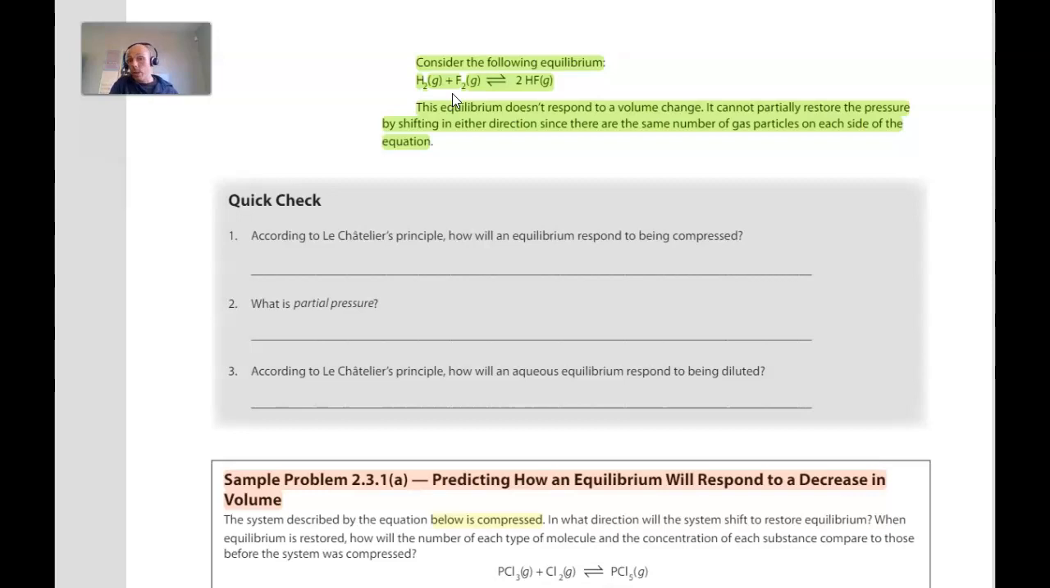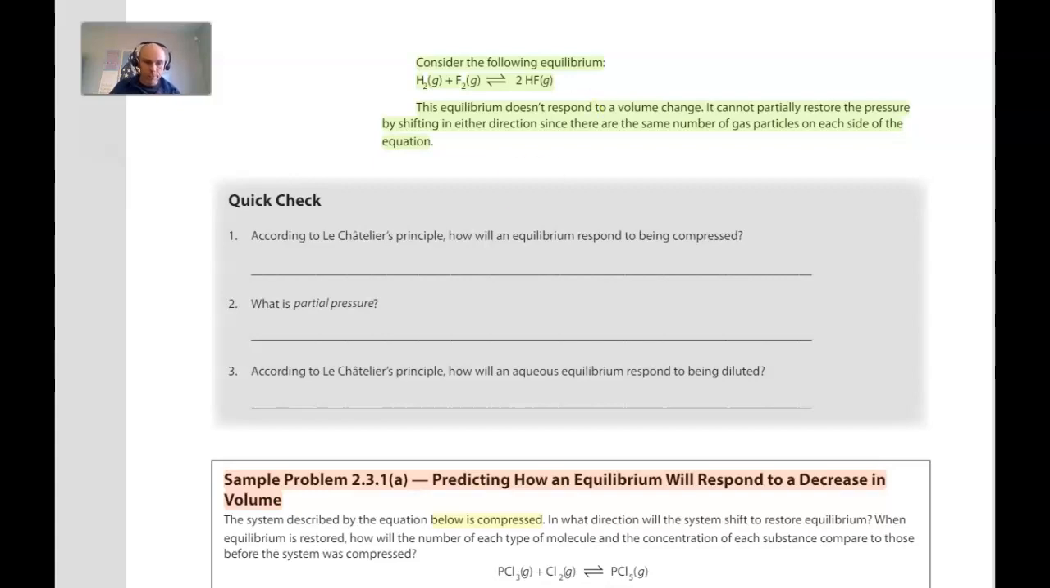So if this system were to shift left or right for some reason, that wouldn't change the number of gas molecules in the system, and it wouldn't change the pressure. Meaning, if this system is stressed by increasing or decreasing the volume, it will not respond, because shifting left or right will not change the pressure. Again, when there's the same number of gas molecules on both sides, there will not be a response to pressure/volume changes.